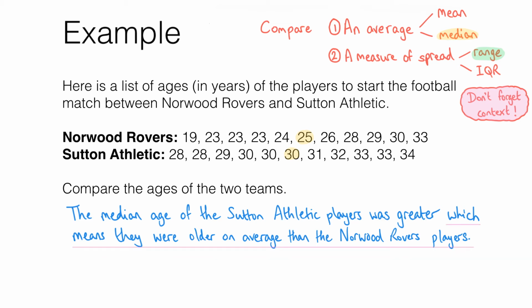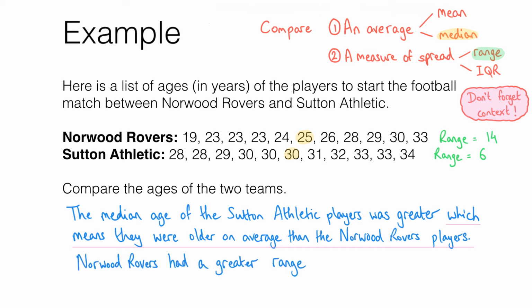Now let's move on to measure of spread. The range in ages of the Norwood Rovers players is simply 33 minus 19, which is 14 years. So the range here is 14. For Sutton Athletic, the range is 34 minus 28, which is 6 years. So we can write here that the Norwood Rovers had a greater range of ages.